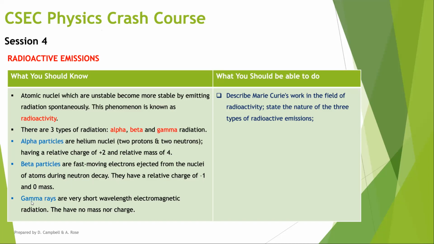Now, gamma is electromagnetic radiation. We do not speak of gamma as particles, but as electromagnetic radiation, and these have very short wavelength. And of course, rays have no mass nor charge. It's like pure energy. So you need to know what alpha particles, beta particles, and gamma rays are. Further on, we'll need to know their behavior.